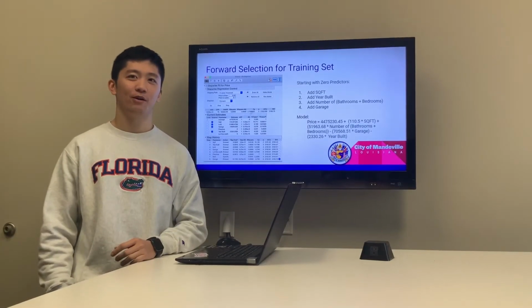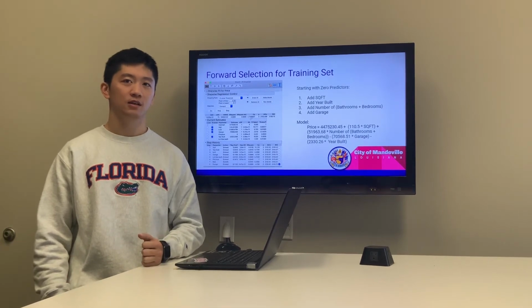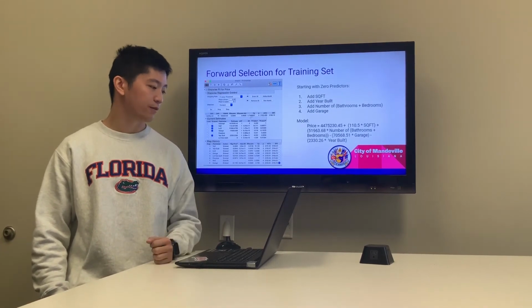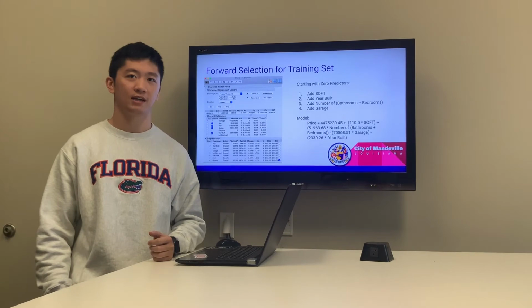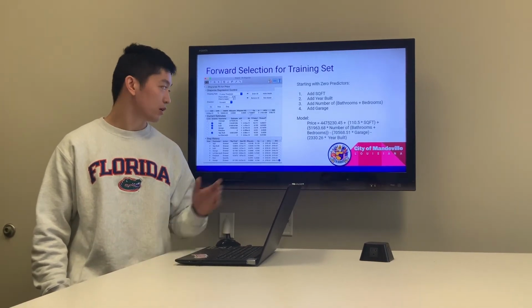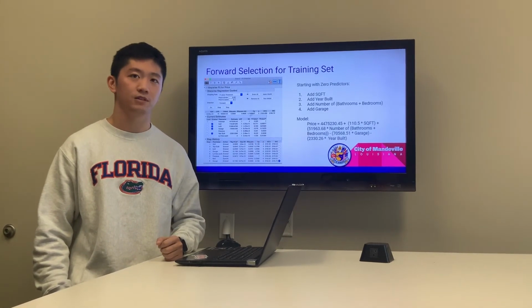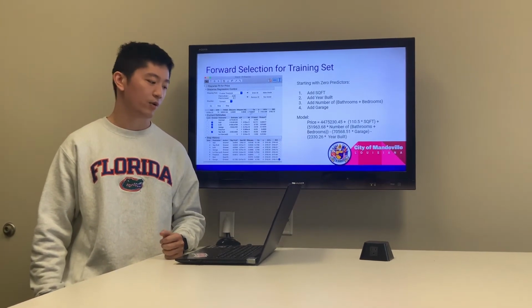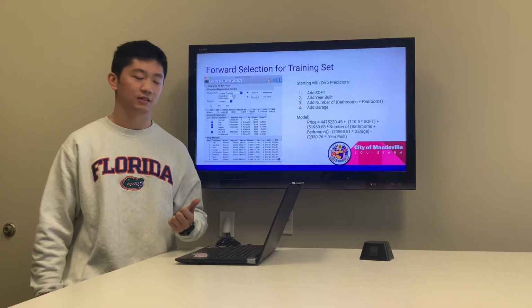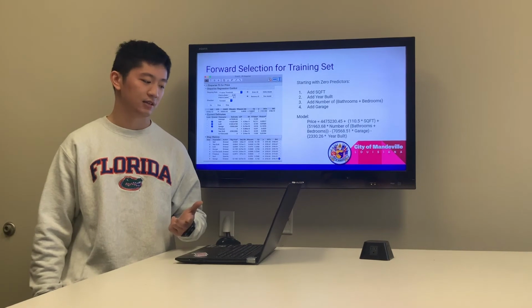Hi, I'm Scott. I will introduce how we can get the best model by the 3 methods. At first, we will use the forward selection for the training set. We start with 0 predictors, and according to the lowest probability, we added the square feet as the first predictor. The second one, we added the year built and the number of bathrooms plus the bedrooms. The last is the garage.